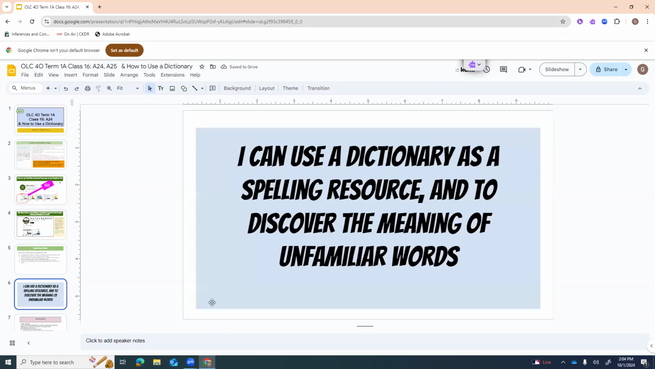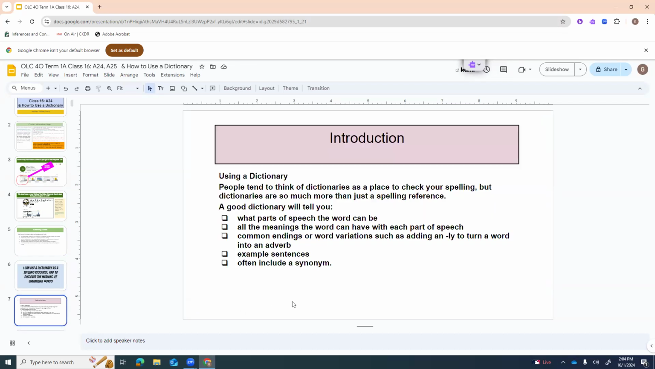Okay, so the big thing today is using a dictionary as a spelling resource, and also to discover the meaning of unfamiliar words. So, a lot of times people think of a dictionary as just a place to check your spelling, but they are a lot more than just a spelling reference.